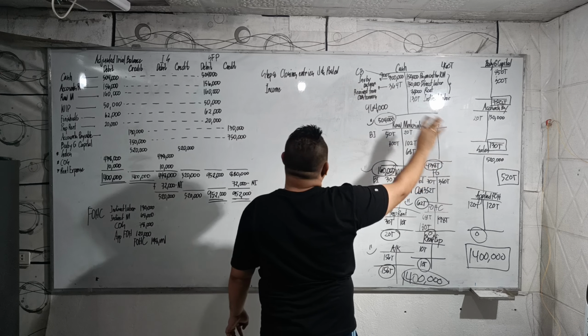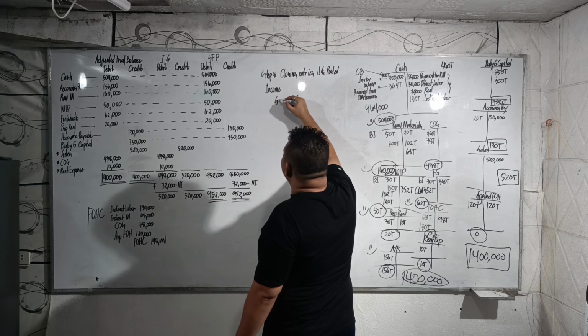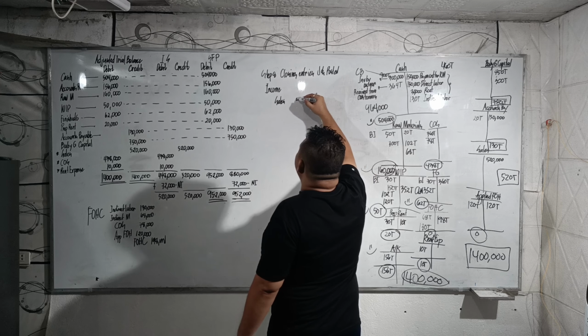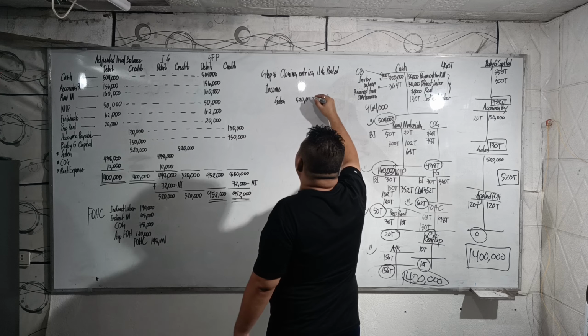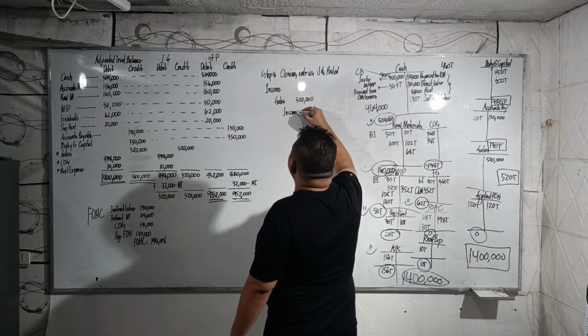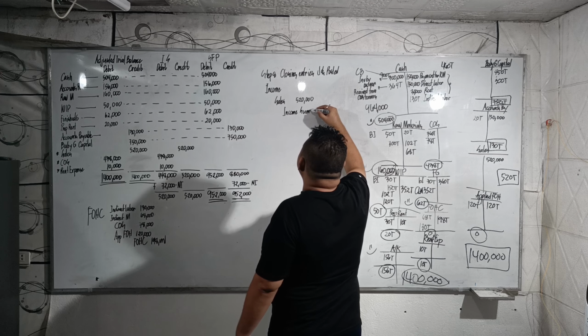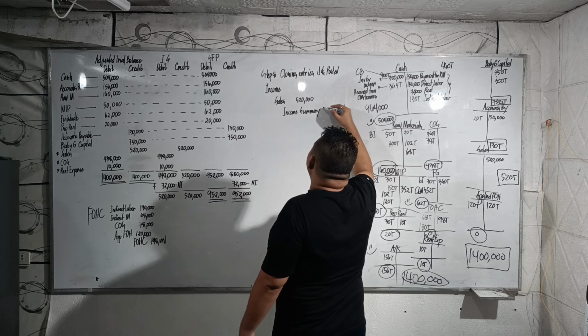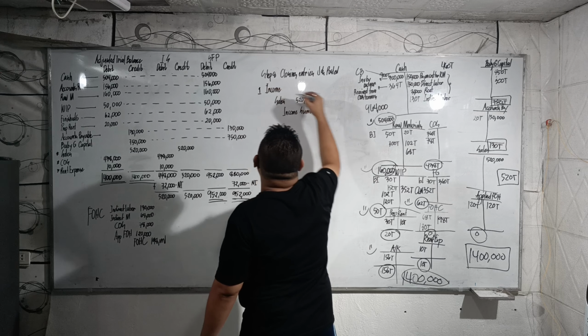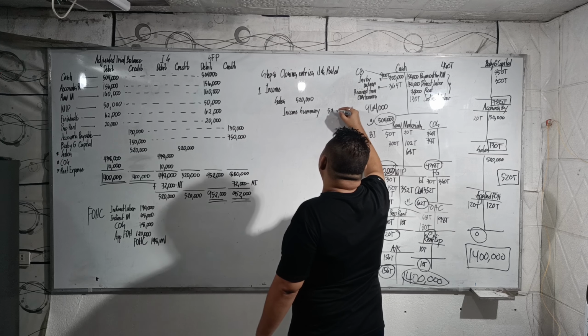So the normal balance of sales is credit. We have to debit it. How much? That's 520. And we have to close it in a temporary account called income summary. Temporary because later on it will also be closed. Income summary is 520.